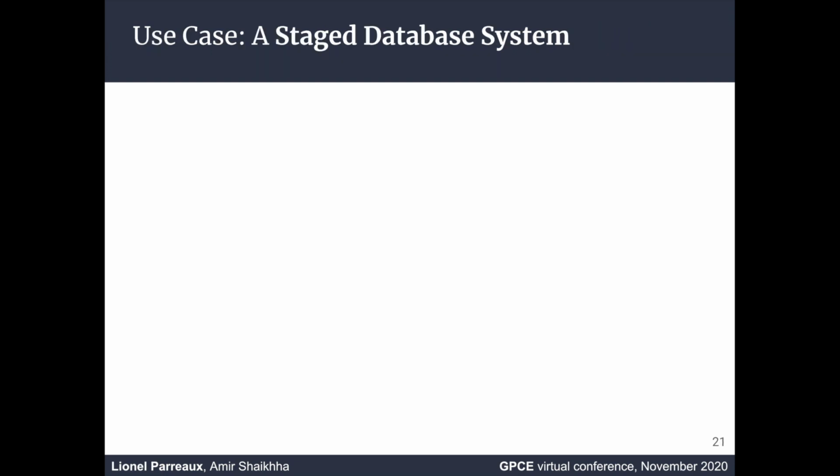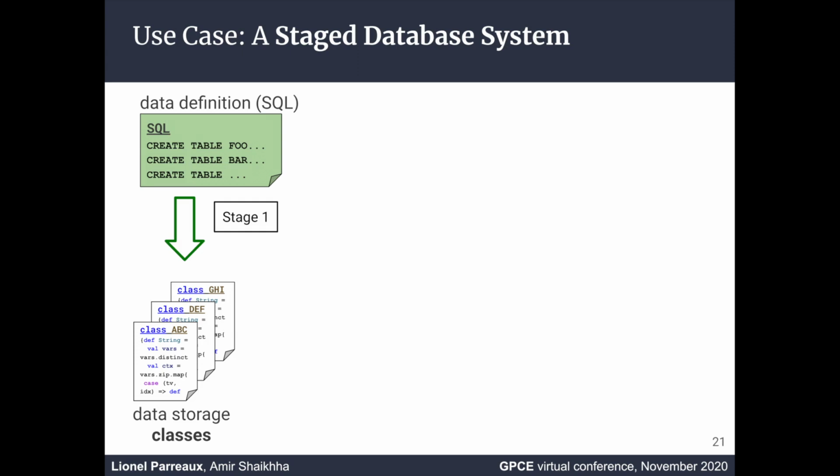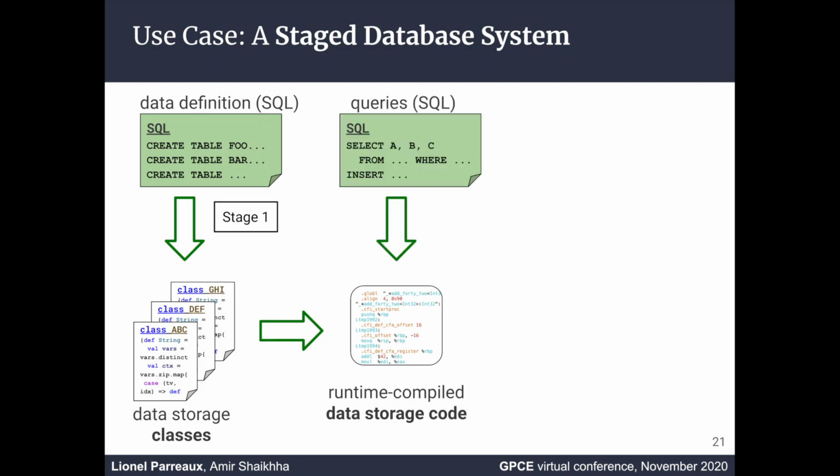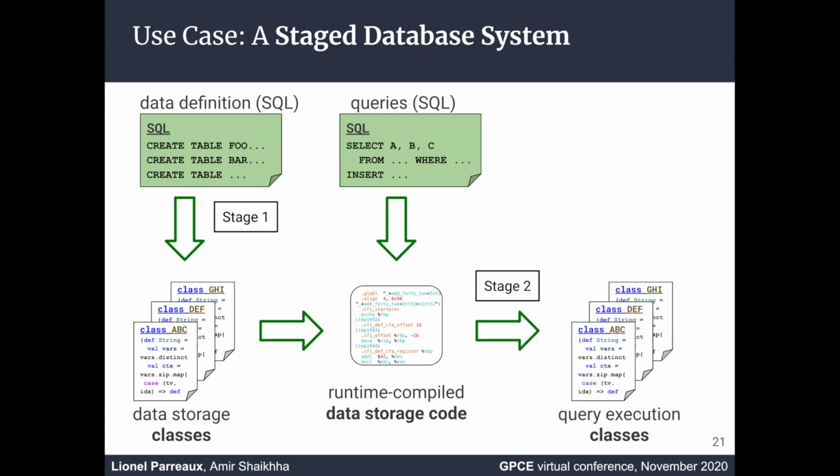The next use case we consider is a staged database system compiler. We start from some SQL table definitions and generate container classes specialized for storing the corresponding data. We use Squid to runtime compile these classes to executable code. In the next phase, we receive queries in SQL format, such as insertions, deletions, and analytical queries. We generate specialized classes for executing these queries as efficiently as possible, accessing the previously mentioned specialized data containers efficiently, with abstraction overhead removed by the staging process.